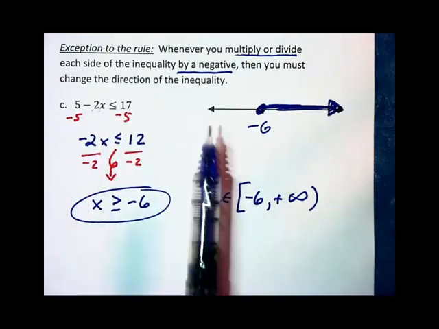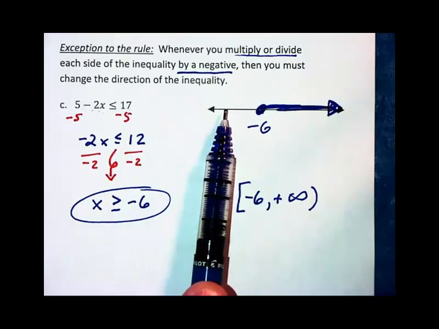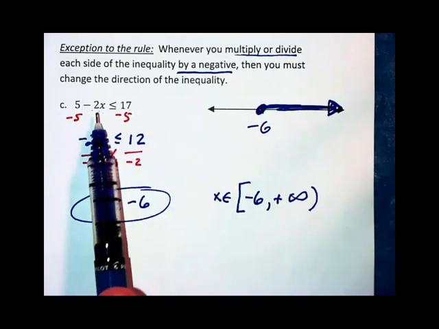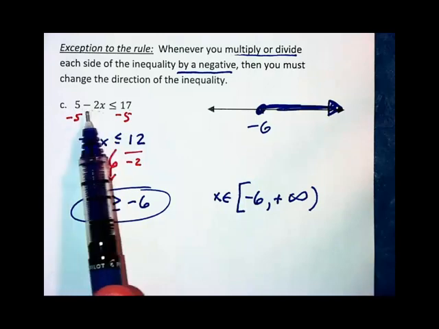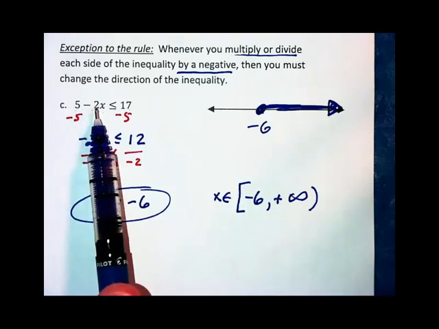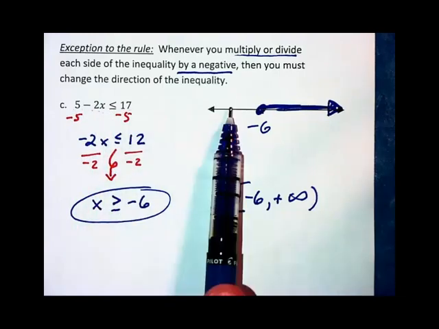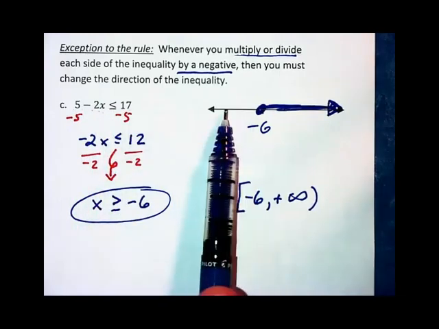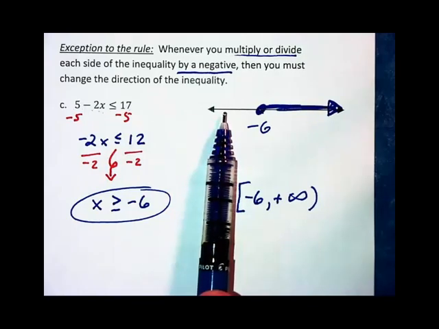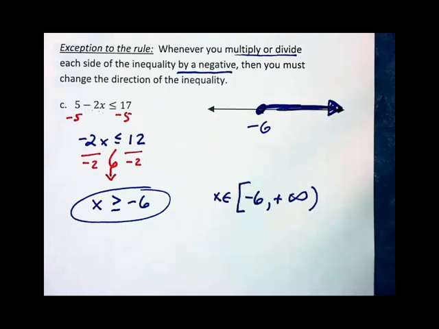We could choose something like negative 10 and find out that it doesn't work. When you substitute negative 10 in, you have negative 2 times negative 10, which becomes plus 20. 5 plus 20 is 25, which is not less than or equal to 17. And since negative 10 is not part of the solution set, there should not be shading on the left-hand side there. So everything is consistent.